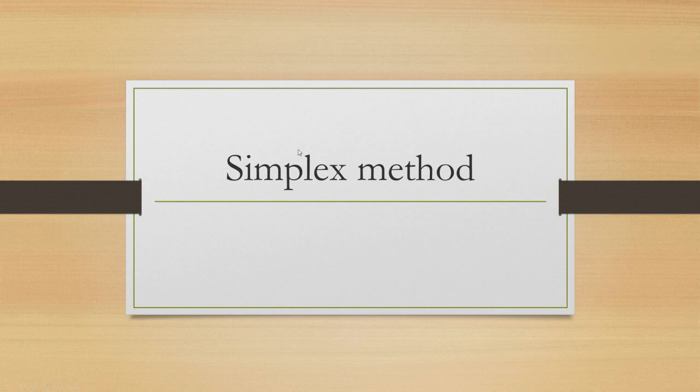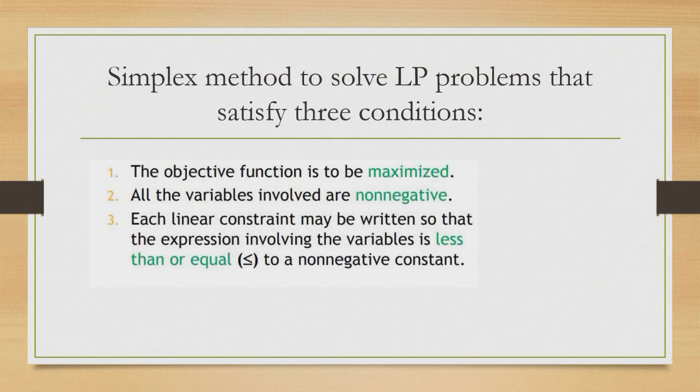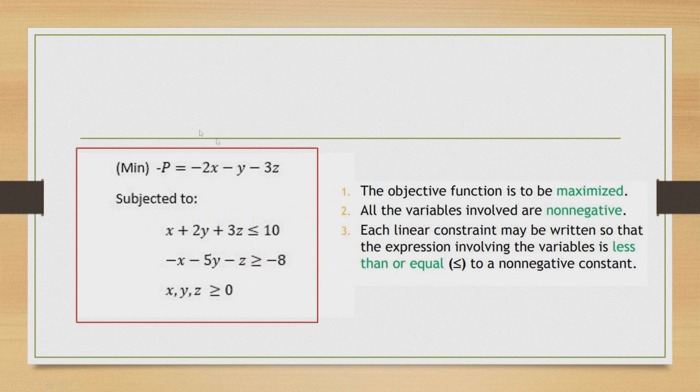In this video, I will show and explain how to do the simplex method to solve the LP problem. If you want to use the simplex method, we must make sure the objective function and the constraints fulfill these three conditions. The first one is the objective function must be maximized, the second is all the variables involved are non-negative, and the third one is the linear constraint equation symbol must be less than or equal. Okay, let's look at the example.